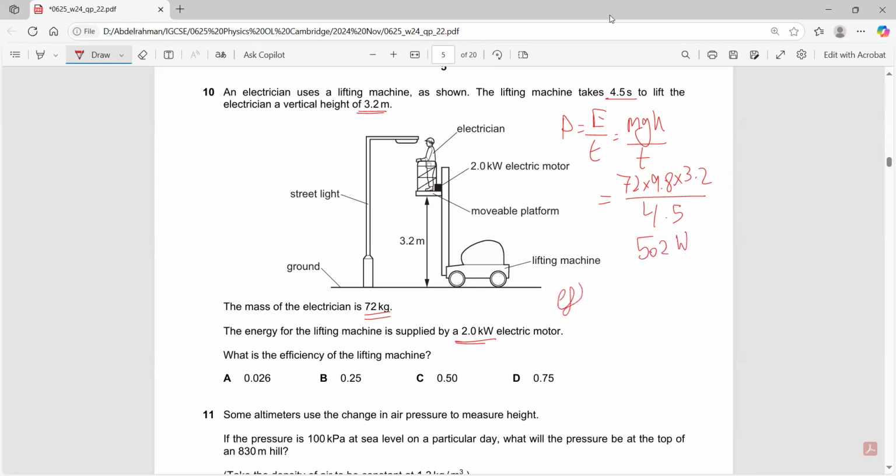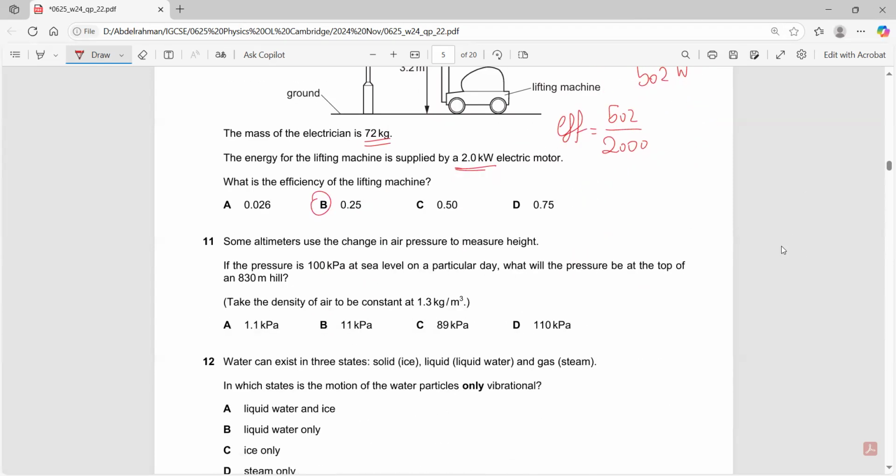Can I find the efficiency? Yes, the efficiency would be the useful output energy, which is 502, over the total input energy, or since we're talking about power, the useful output power divided by the total input power, giving you an efficiency of 0.25. It's only 25% efficient.